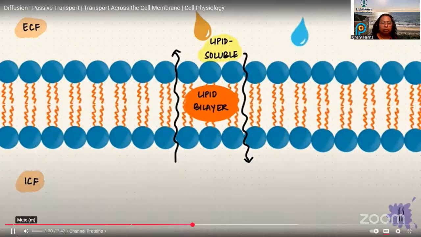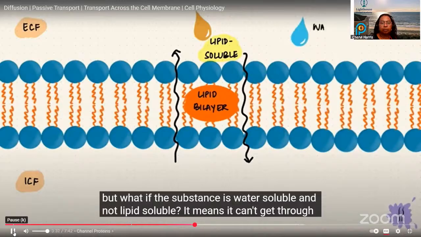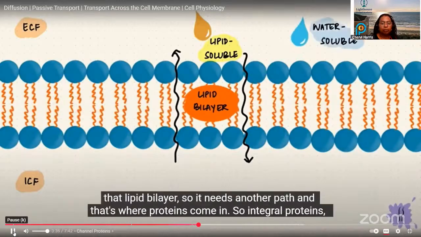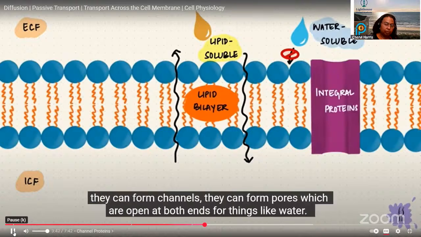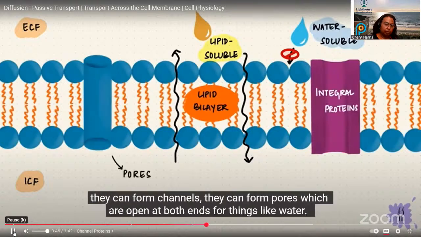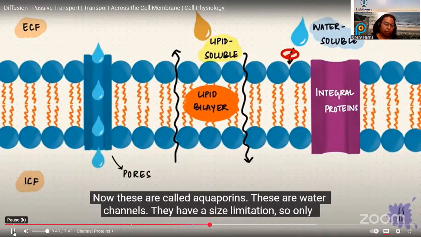But what if the substance is water soluble and not lipid soluble? It means it can't get through that lipid bilayer, so it needs another path. And that's where proteins come in. Integral proteins can form channels. They can form pores, which are open at both ends for things like water. These are called aquaporins. These are water channels. They have a size limitation, so only water can get through.